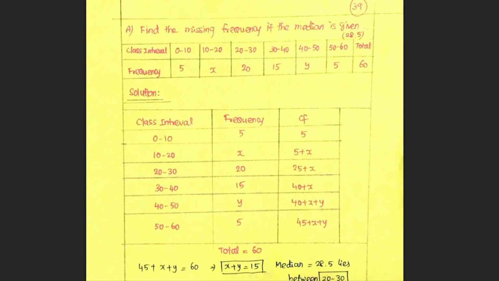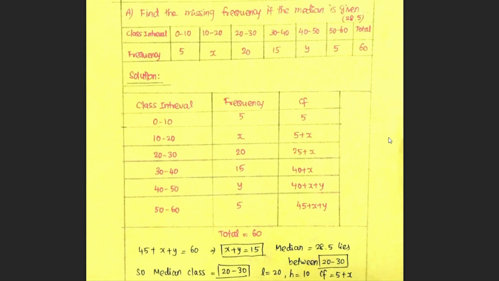Now we will see another simple question. If your median is given, how to find the missing value? I have taken an example. See here carefully. Find the missing frequency if the median is 28.5. First find the frequency, write it here, and the total is 60 because they have given in your question that the total is 60. And CF, do the same way. You keep the first term as it is and add in a zigzag fashion.